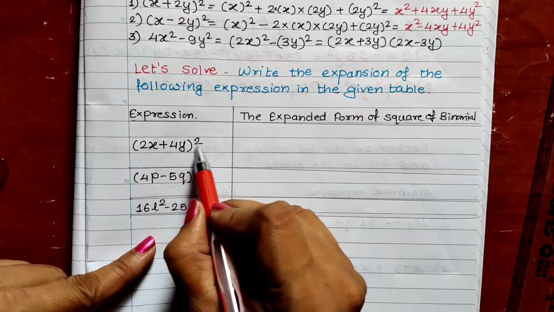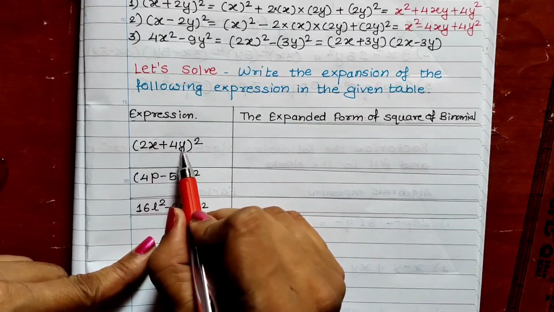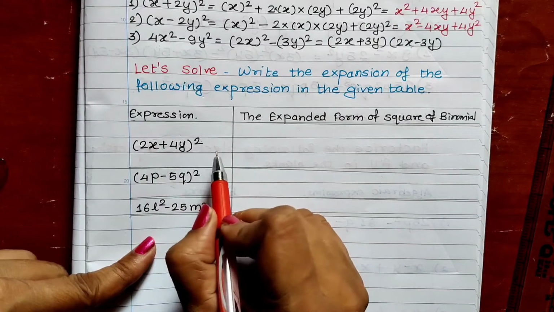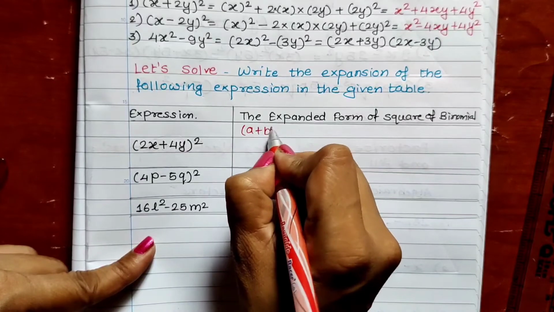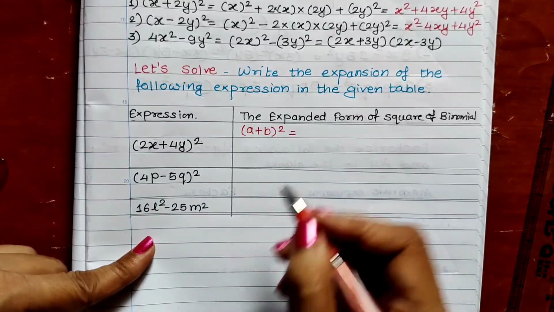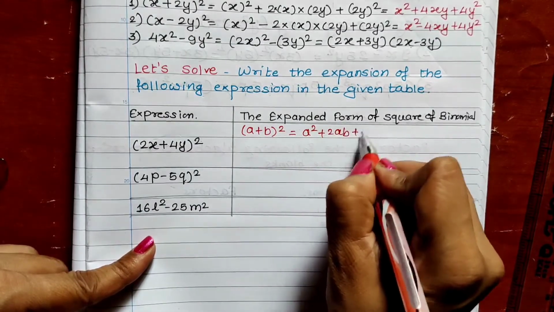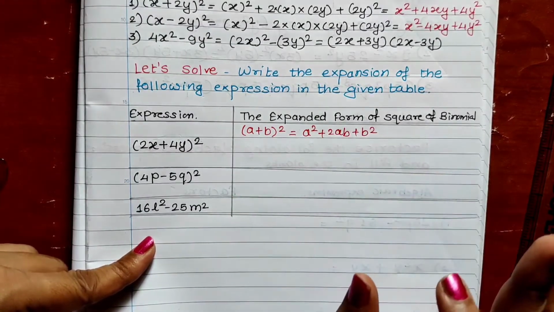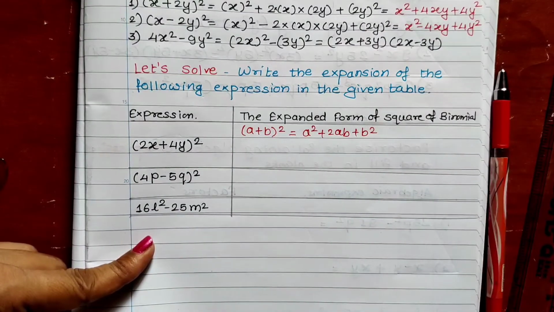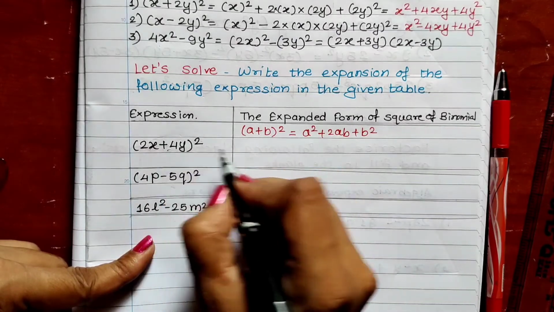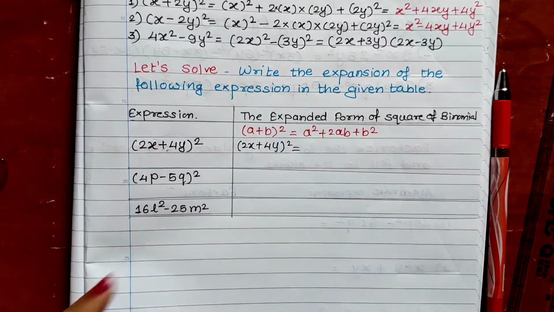Here 2x plus 4y whole square is there. That means there is addition of binomial and square is there. Which formula we are going to apply? We will be applying a plus b whole square formula. Correct. What is the formula? a square plus 2ab plus b square. So this formula you don't require to write. You have to write the answer directly. So let us write. Our sum is 2x plus 4y whole square.